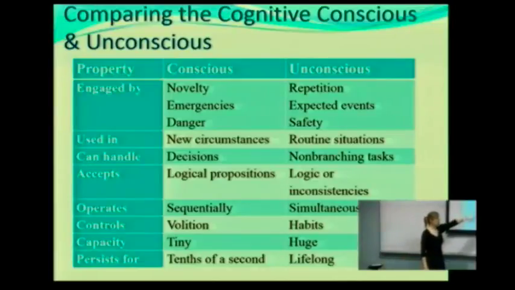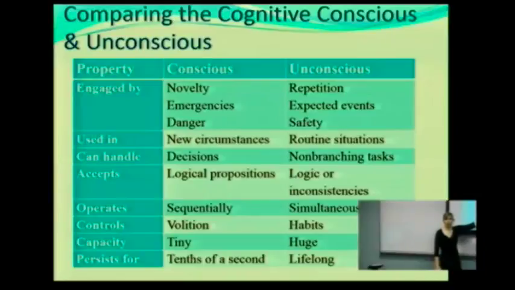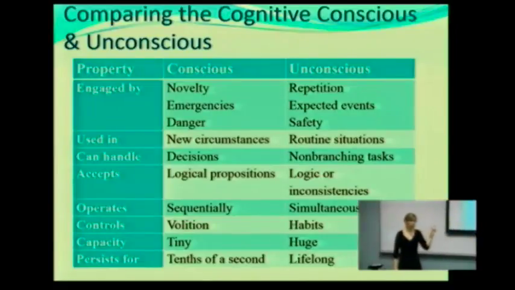The consciousness operates sequentially, the unconscious simultaneously. We're going to talk a little bit more about that in a few minutes. The consciousness controls volition. You have control over it. The unconscious is more habits, automatic responses. The capacity of the consciousness is teeny, teeny, tiny compared to the unconscious. In fact, we don't even know what the capacity of the unconscious is.